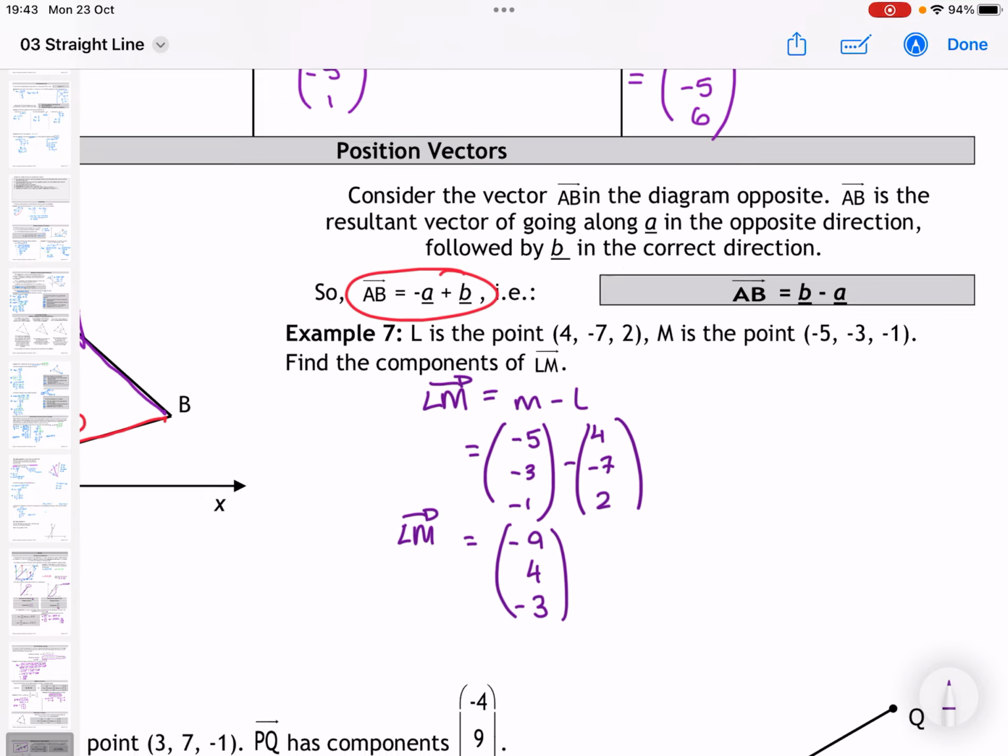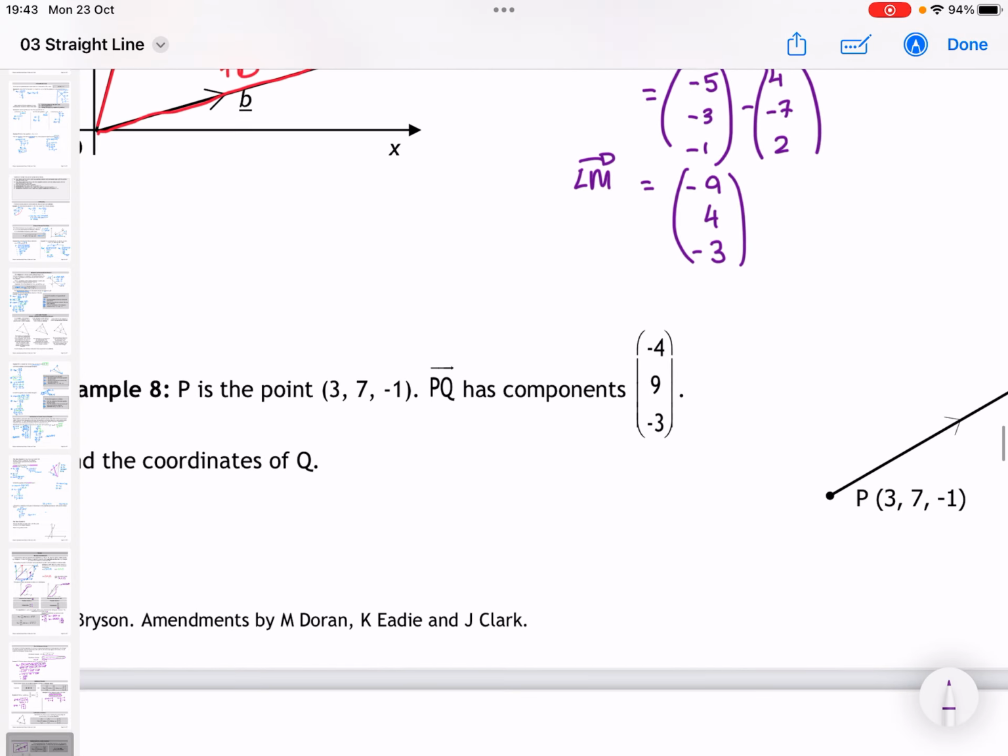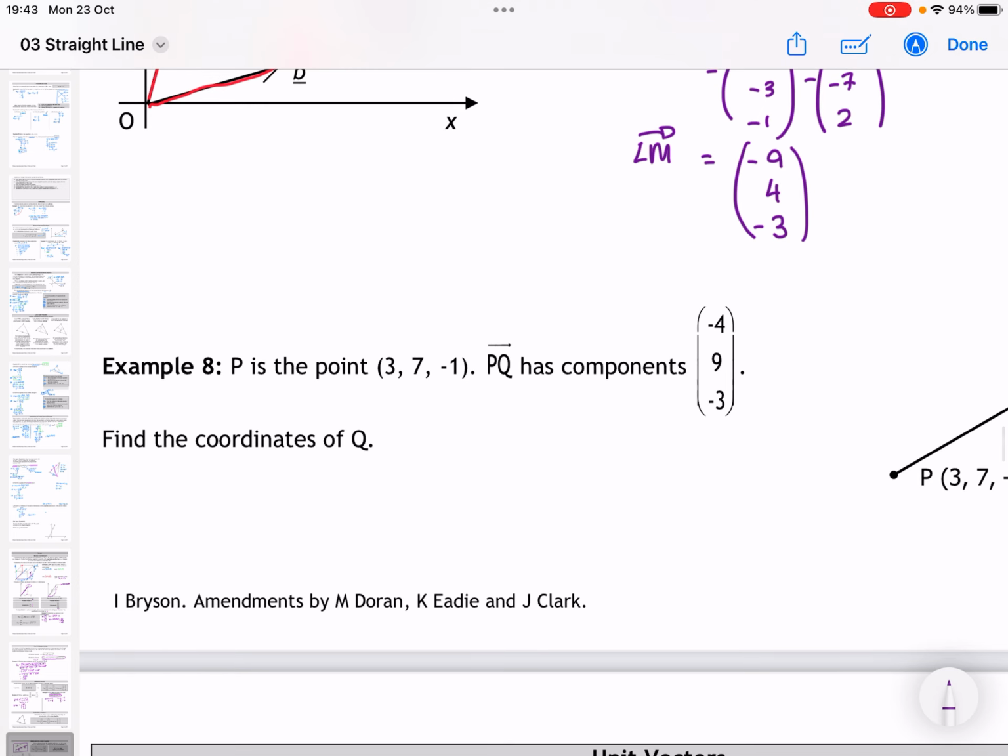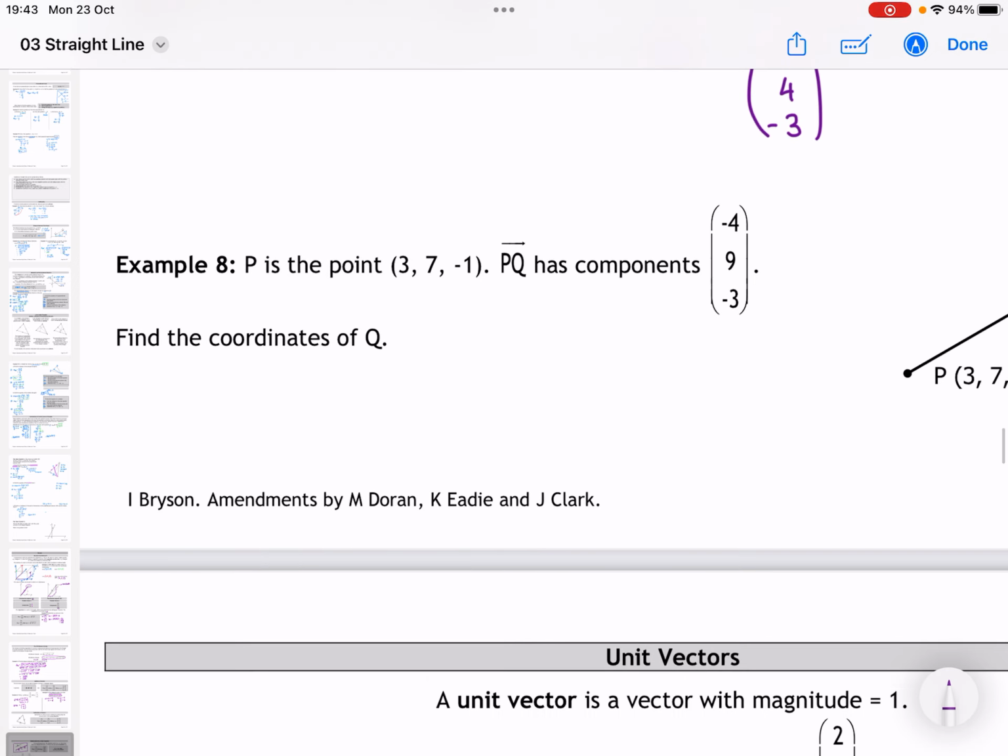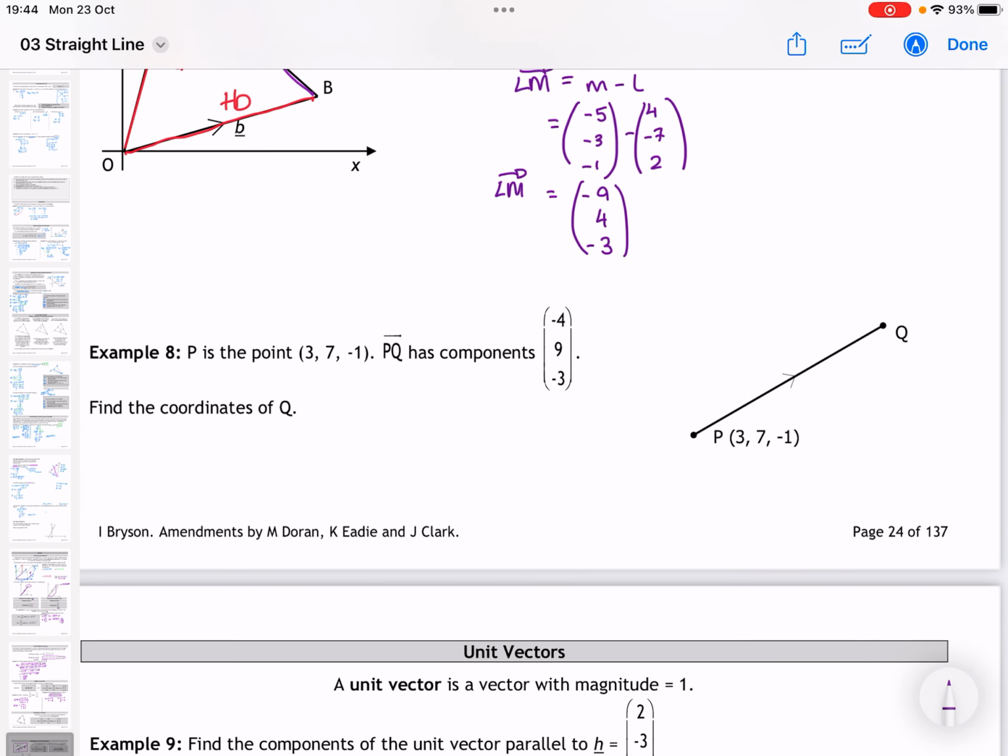Now, we can use that to work backwards. Example 8: P has the coordinates 3, 7, minus 1. Vector PQ has the components minus 4, 9, minus 3. Find the coordinates of Q. We've got a wee diagram. Q actually has the coordinates X, Y, Z.